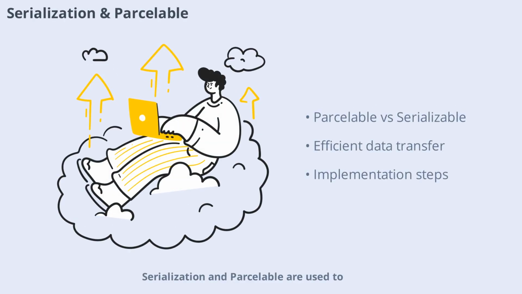Serialization and parcelable are used to transfer data between components in Android. Parcelable is preferred for performance reasons. Interviewers may ask you to implement parcelable and explain the differences with serializable. Mastering these concepts ensures smooth data transfer in your apps.